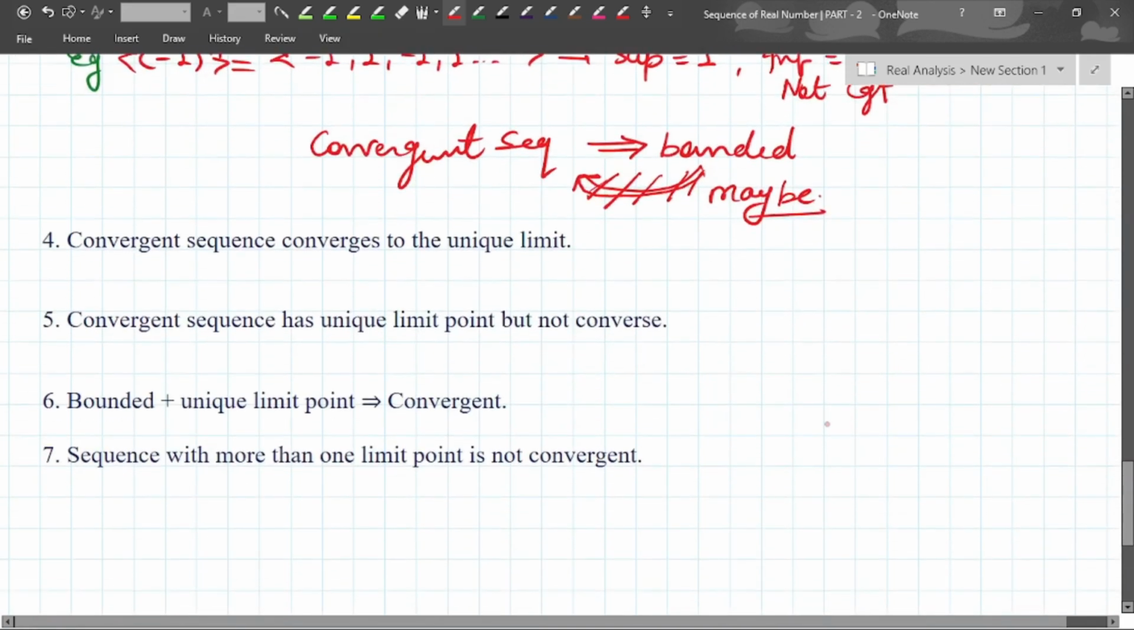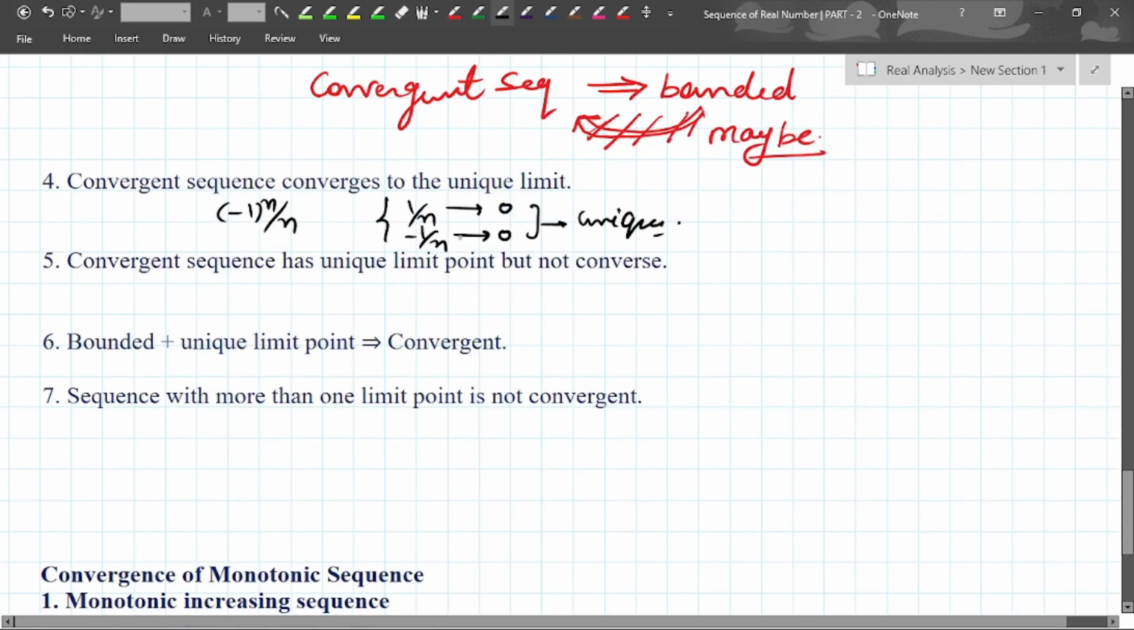Next, a convergent sequence converges to a unique limit. Of course, whatever we have seen, 1 by n and (minus 1) power n by n, for these the limit is 0. If it is convergent, this is the unique limit. Next, we have: a convergent sequence has a unique limit point, but not conversely.